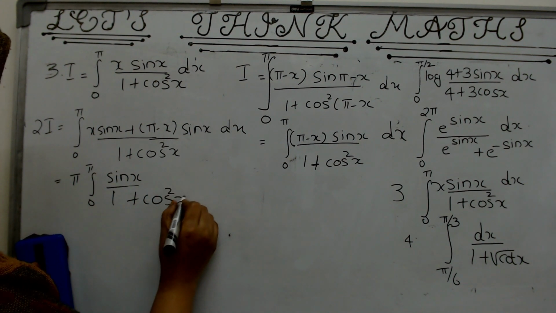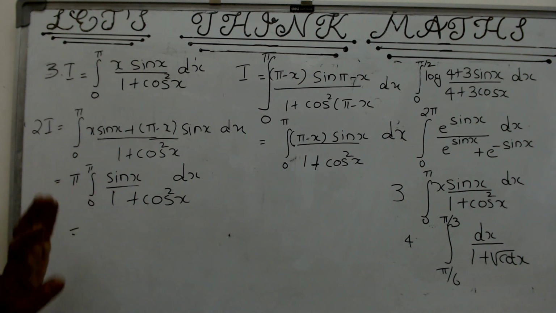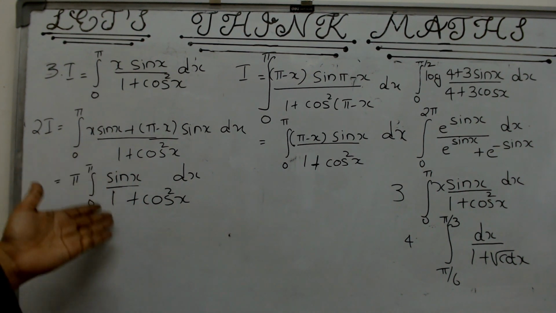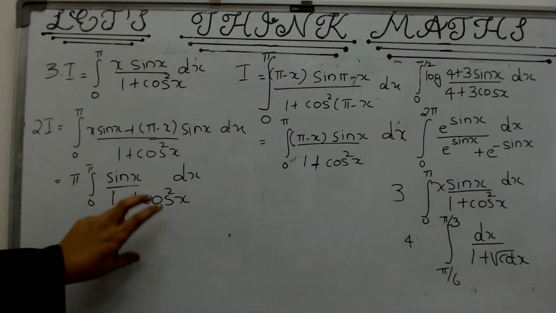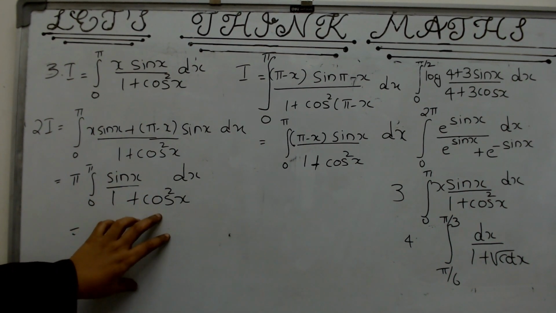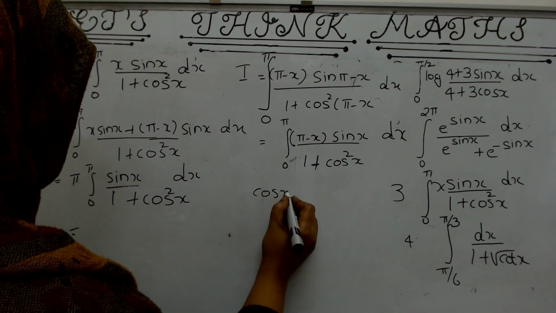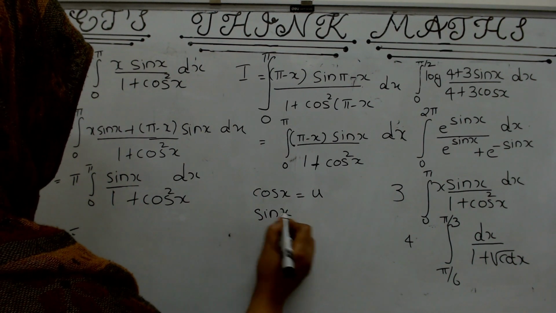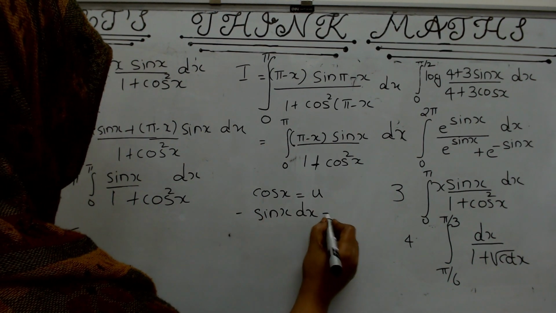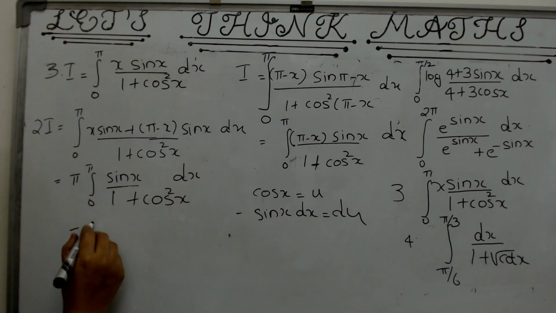What do we do? From here onwards, there is no property. You just have to integrate it. Whenever you see such integrals, think of one thing. Find that one term whose derivative will be the other term. Take cos x to be, say, u. Then minus sin x dx is equal to du. See, you have the sin x dx here.